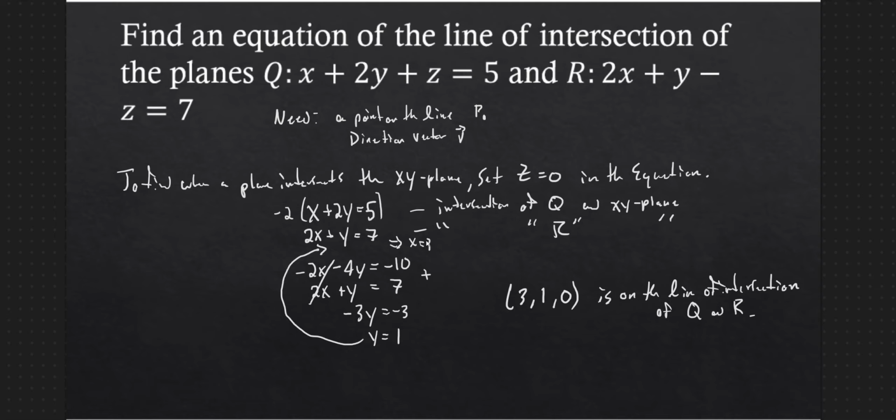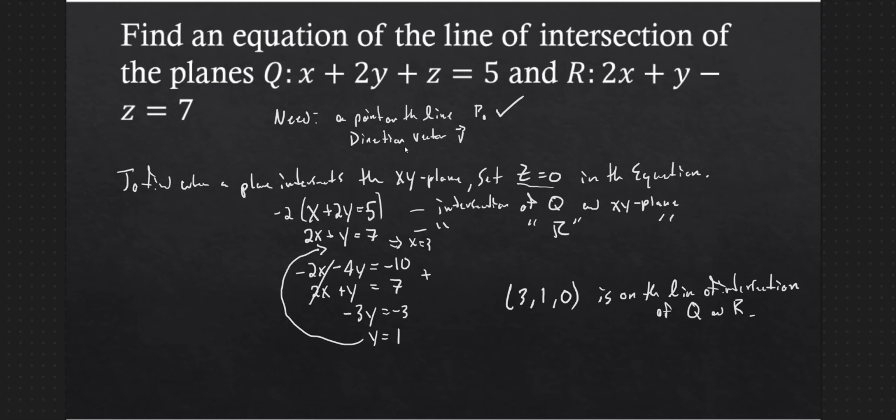Why is this z coordinate 0? It should be clear where I got the 3 and the 1 from. Why is this 0? That's how I engineered this problem. I found lines in the xy plane where z is always equal to 0. So we kind of set this at the beginning and then found what x and y had to be to finish that off. So now I have a point on the line.